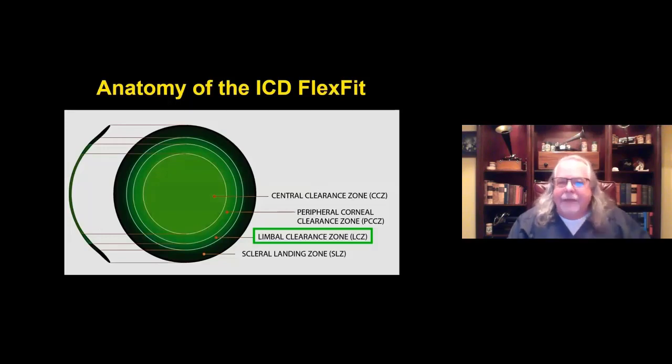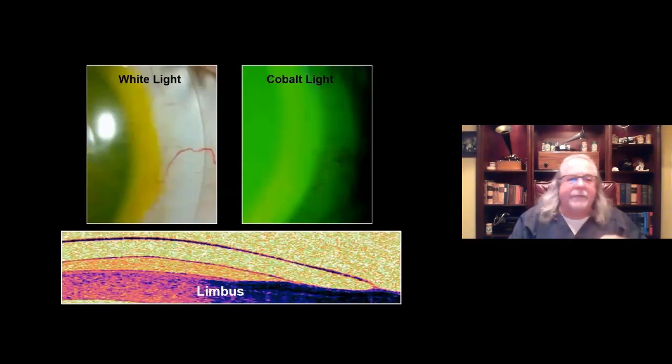Now, another new curve for us in the contact lens industry was this limbal clearance curve. Shouldn't call it a curve, a limbal clearance tangent angle. This is something we learned inadvertently with scleral lenses. Not only did we need to clear the apex and peripheral cornea, but we learned we needed to clear the limbus as well.